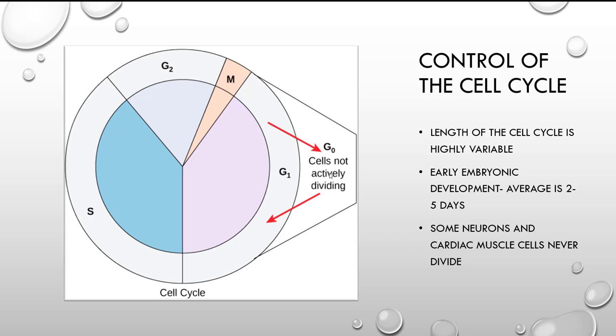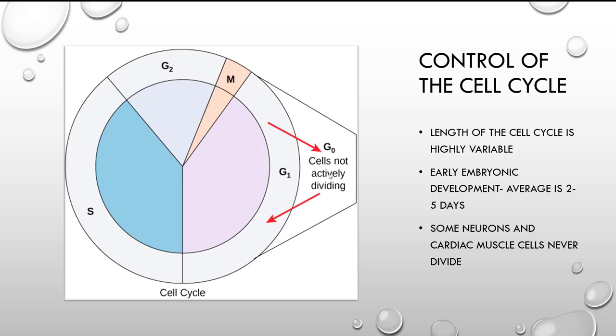Some cells in your body, they may never divide again. Okay, so for example, some cardiac muscle cells will never divide again. And some neurons, they never divide again. So think about a traumatic brain injury. If you lose function of that part of the brain, you're never going to gain it back, right? Because those cells are not going to divide again. So you can't replace them if you do damage to them. Same with spinal cord injury or something like that. You can't make more neurons.